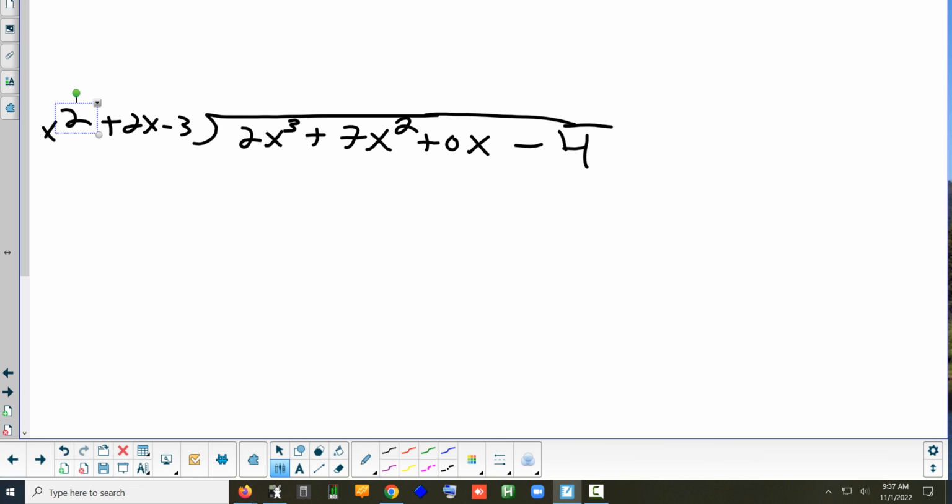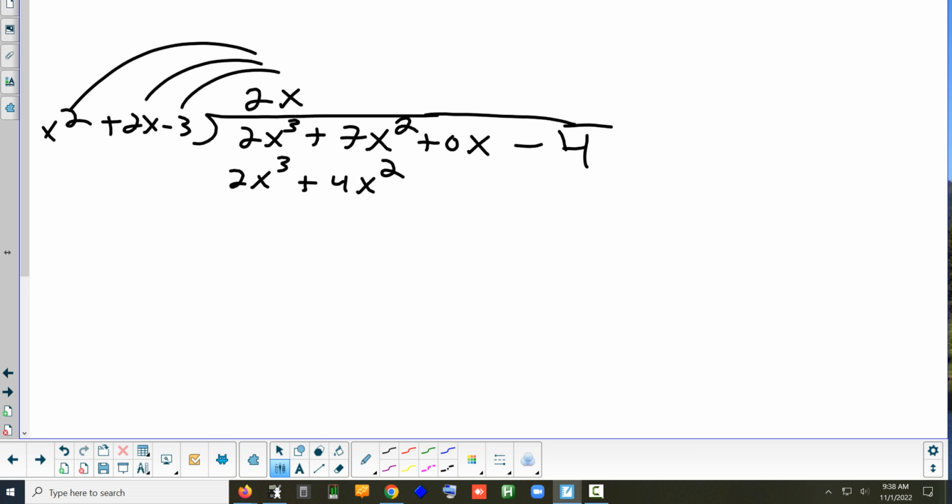Eli, what do I get if I divide x squared into 2x cubed? You get 2x. Now, multiply that back out. And this is how we do long division. Multiply back out. So 2x times x squared is 2x cubed. Alexis, what's 2x times 2x? 4x squared. Okay. And Quinn, 2x times negative 3? Negative 6. Perfect.